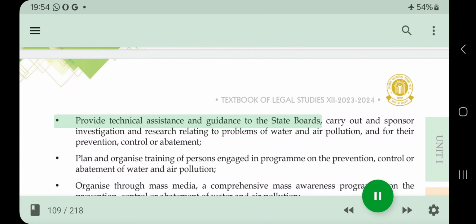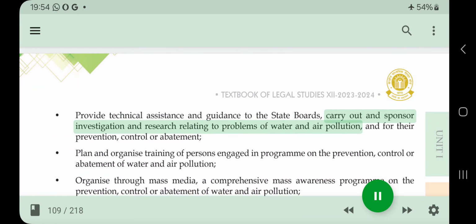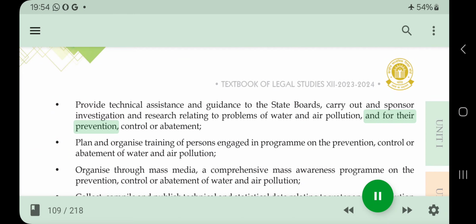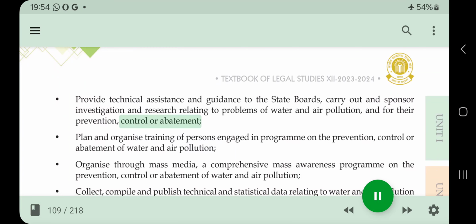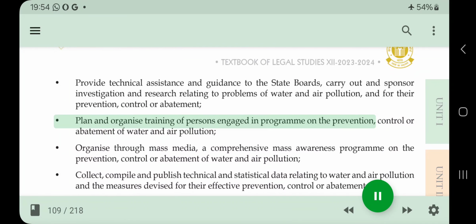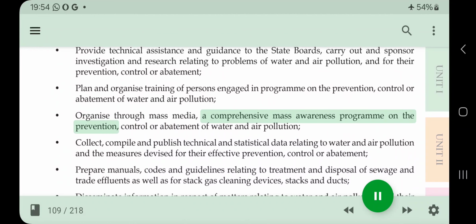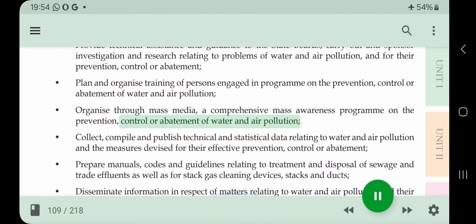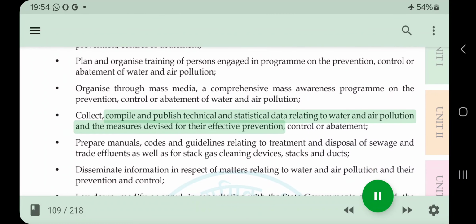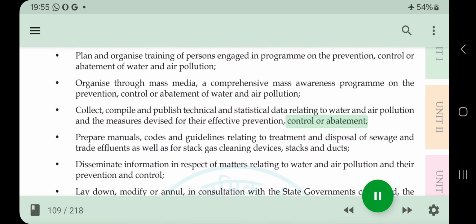Provide technical assistance and guidance to the state boards. Carry out and sponsor investigation and research relating to problems of water and air pollution, and for their prevention, control or abatement. Plan and organize training of persons engaged in programs on the prevention, control or abatement of water and air pollution. Organize through mass media a comprehensive mass awareness program on the prevention, control or abatement of water and air pollution. Collect, compile and publish technical and statistical data relating to water and air pollution and the measures devised for their effective prevention, control or abatement.